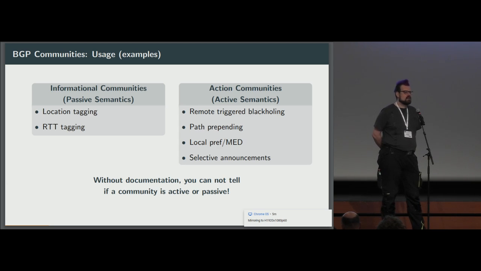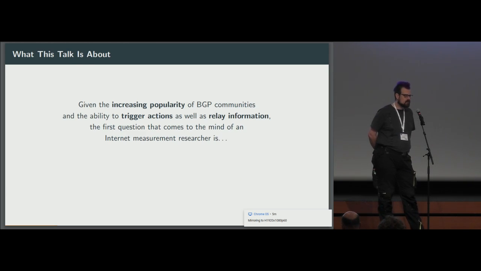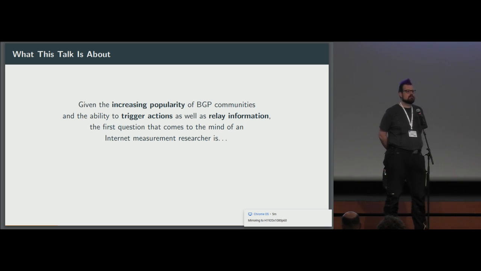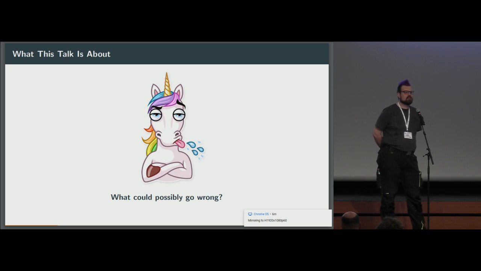The problem here is, without documentation of these values, you cannot see if the semantics is active or passive, because as already mentioned, the peers decide themselves what these community values mean, and there is no bit indicating if it's a passive or an action community. And this leads into several sorts of problems. Given the increasing popularity of BGP communities that we have seen, and the ability to trigger actions in other ASs with communities and relay information between ASs, the first question for me as a network researcher is, what could actually go wrong in using them?